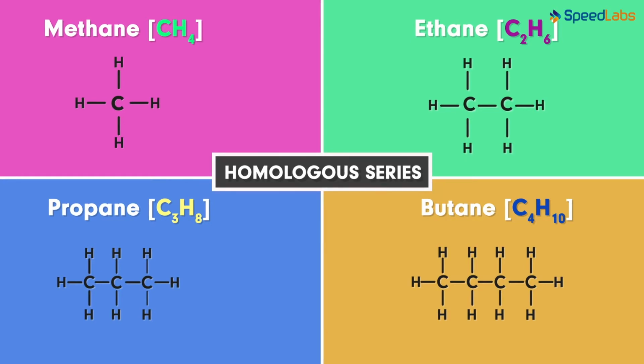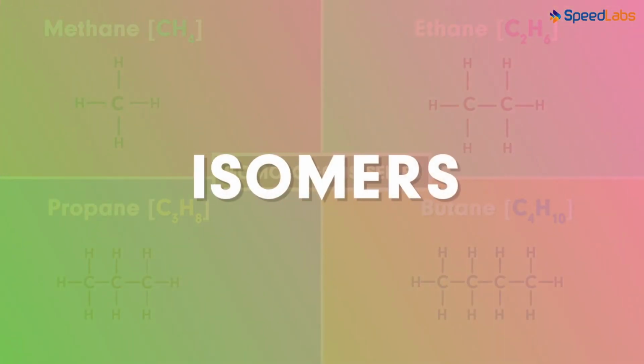This was about the concept of homologous series seen in the carbon compounds. Let's talk about another interesting concept of isomers in the next video.